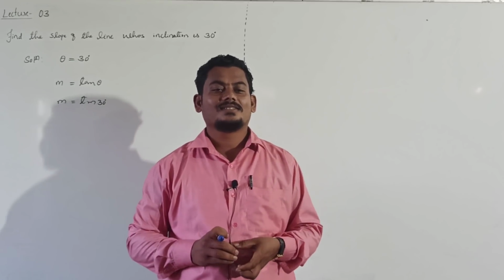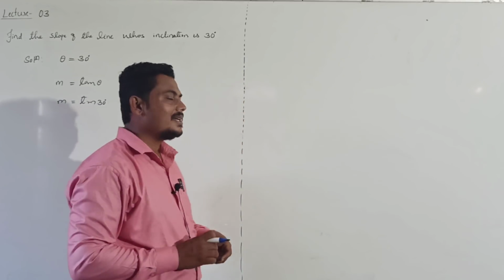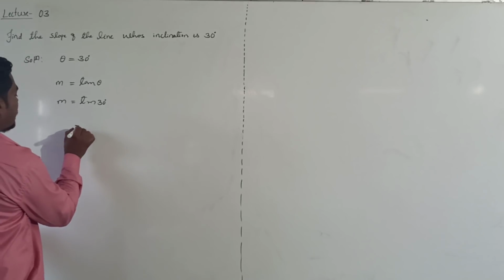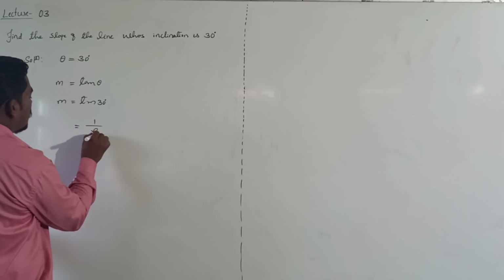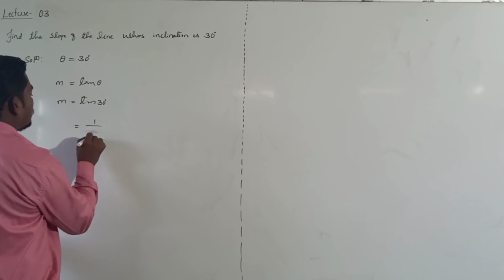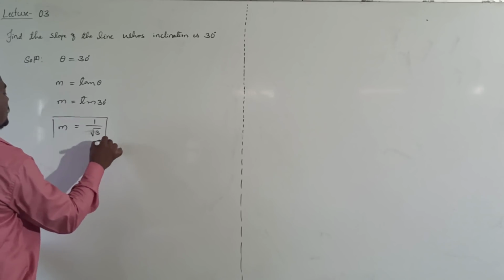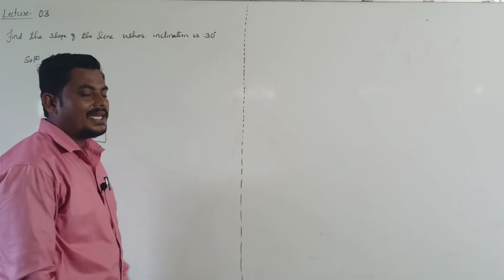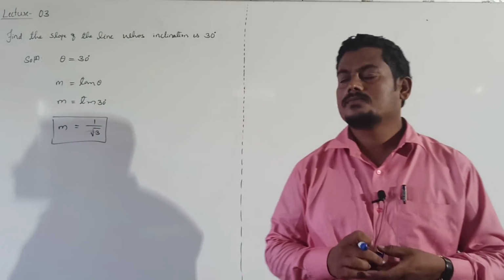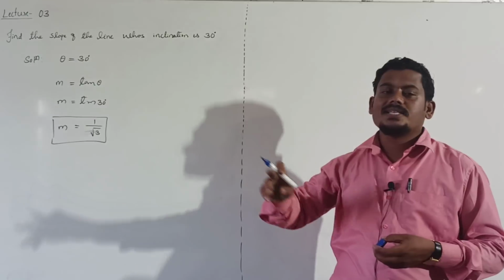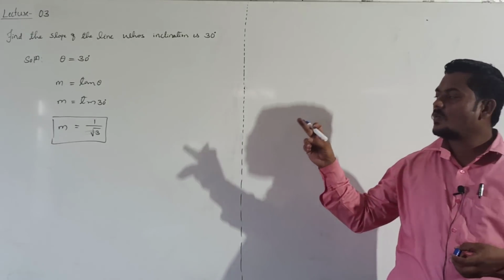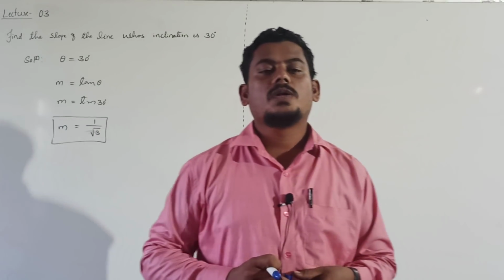Answer clearly 1 by root 3, right? Tan 30 degree is 1 divided by root 3. This is the slope of the given line when inclination is 30 degree. Inclination of the line is 30 degree, then slope is 1 divided by root 3.